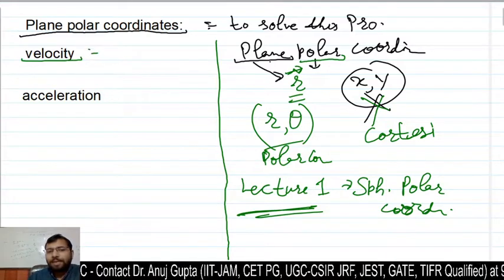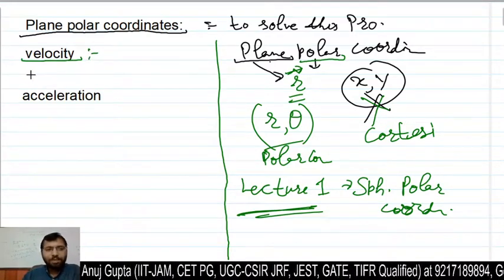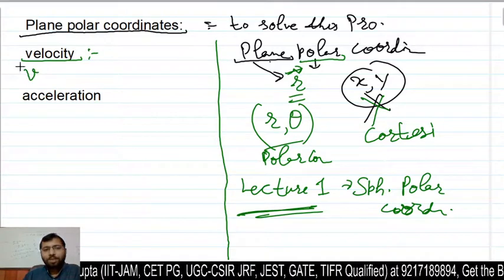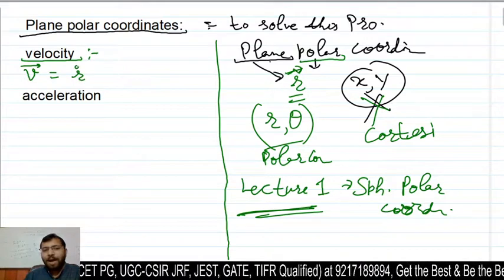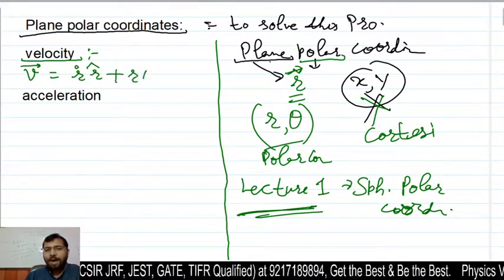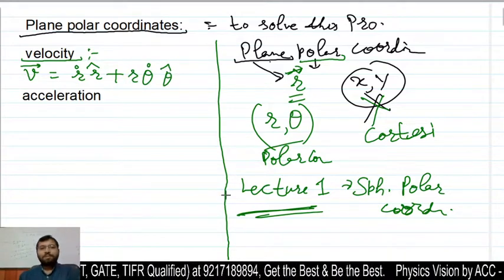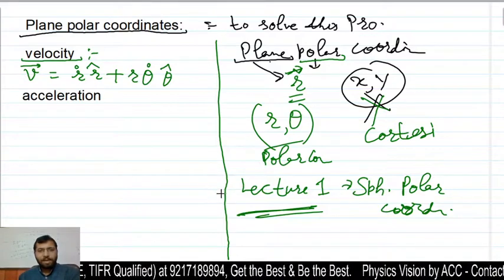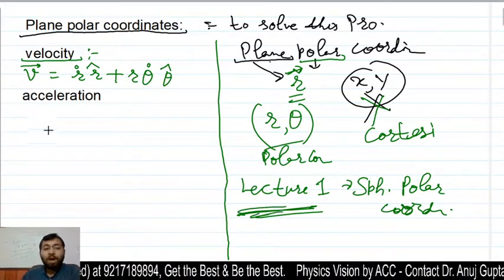I will use the direct relation here and rewrite the relation first. First relation is of velocity. What is velocity in plane polar coordinates? It is given by r dot r cap plus r theta dot theta cap. This is the formula for velocity. Okay, this we have given its proof in the previous lecture.